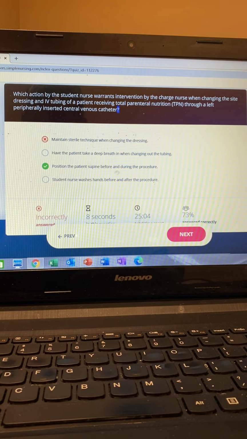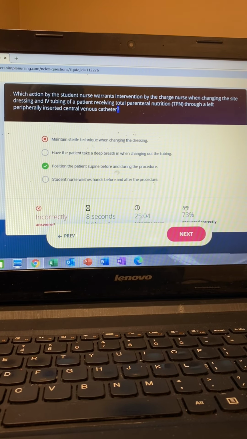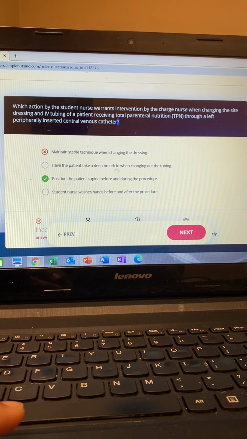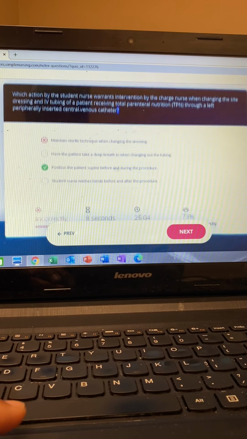And option 4 we have to skip because it's technically correct. We always wash hands before and after patient care. Okay, that wraps it up. For more details and test tips, please see the rationale below.